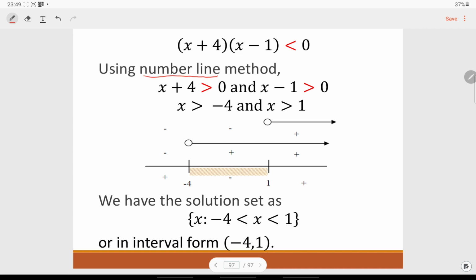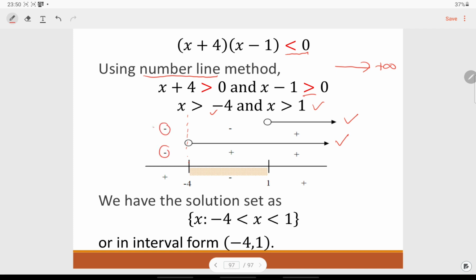For the number line method, although the given situation is less than 0, we need to consider the case when both are greater than 0, because our line is pointing towards positive infinity. So we have x plus 4 greater than 0, and x minus 1 greater than 0. Solving for x, we have x greater than negative 4 and x greater than 1. So we draw the number line. We have two values here. One line moves from negative 4 to positive infinity, and another line moves from 1 to positive infinity. The area without lines is considered negative.